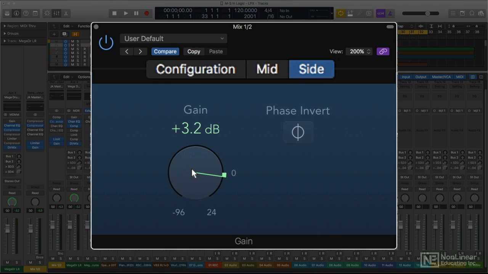Next up, I'll move on to using MS for independent mid-side processing, starting with EQ.